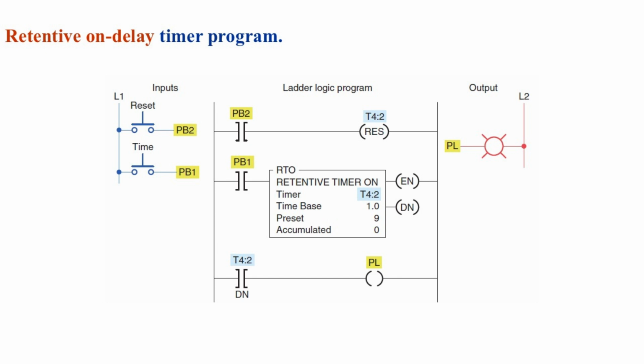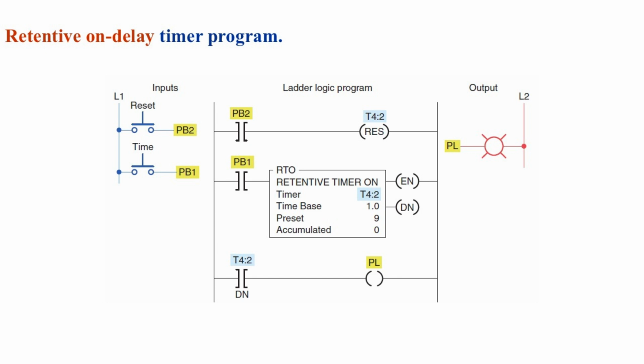On the left, we have two push buttons, labeled PB1 and PB2. PB1 is the time start button. PB2 is the reset button. In the middle section, we see the ladder logic program. The RTO instruction, shown in blue, is labeled T4:2. It has a time base of 1 second and a preset value of 9 seconds. That means the timer will reach its done condition after 9 seconds of accumulated runtime.